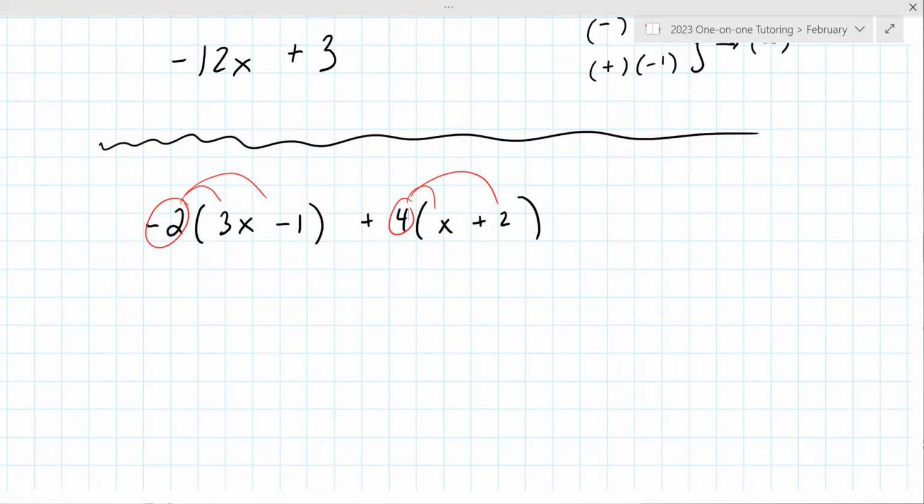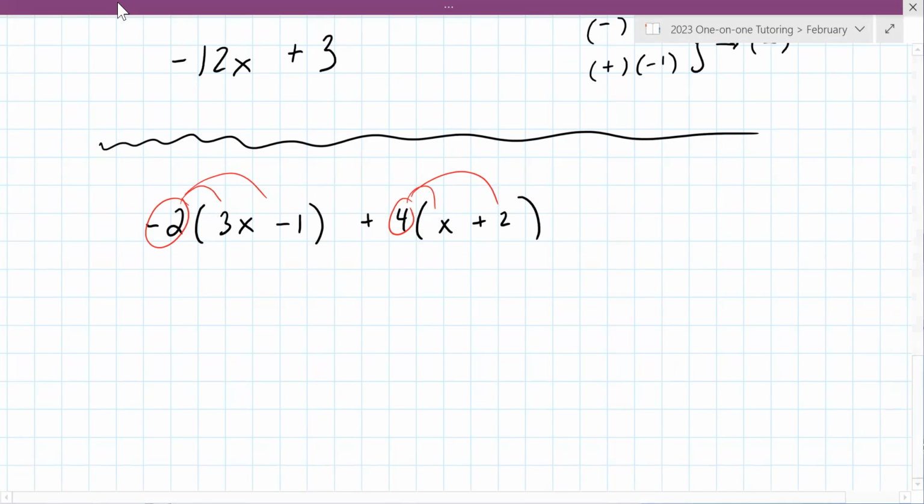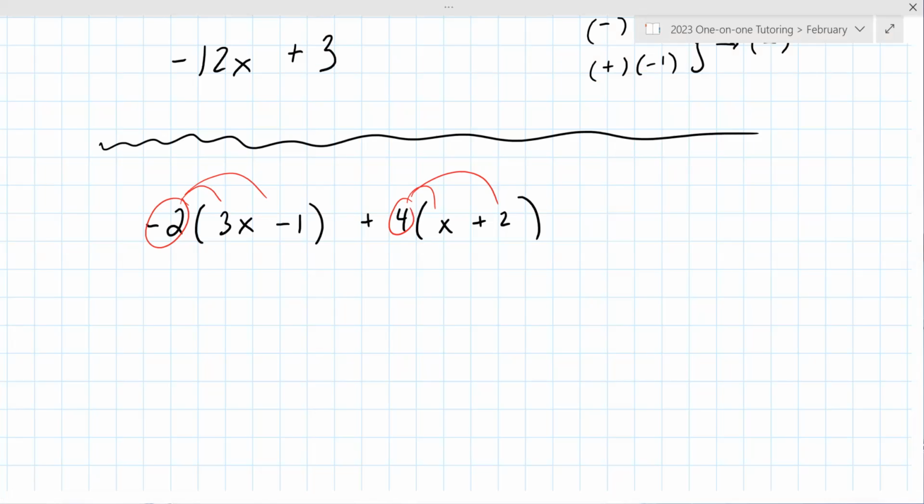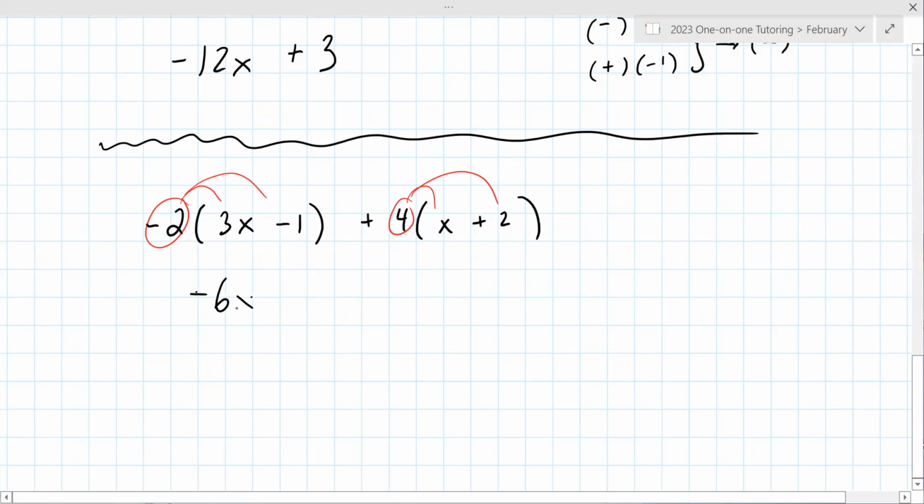So that would be -6x and then +2. Yes. And then the second one, there's really a 1 here, so it's just 4x. Good. And then 8. Yes.